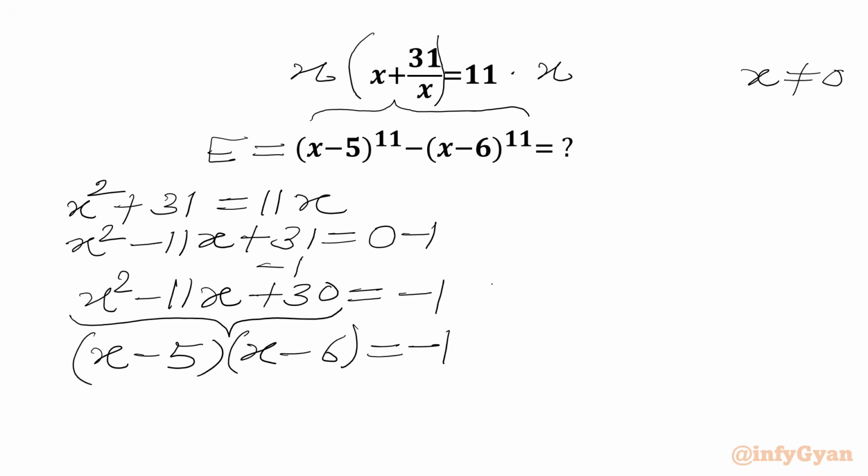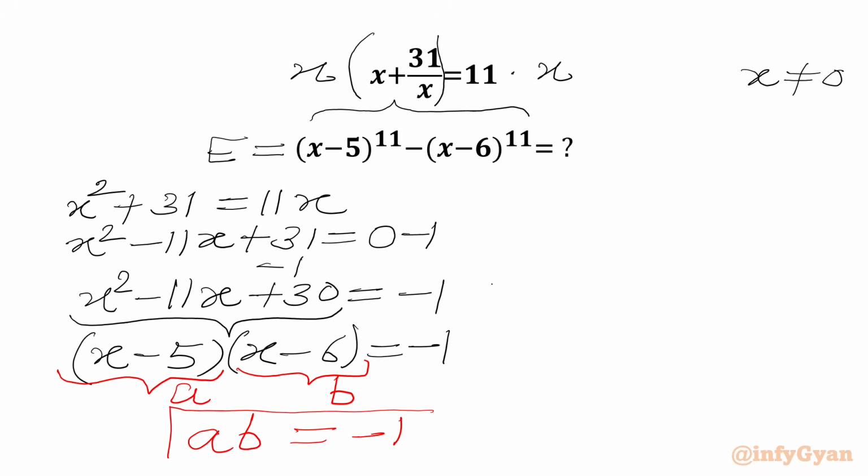Now we are going to use substitution. Let us say x minus 5 is A, x minus 6 is B. So we will write AB equal to minus 1. Let's say this is equation number 1.